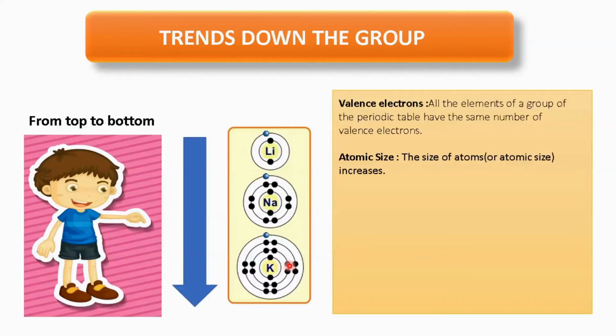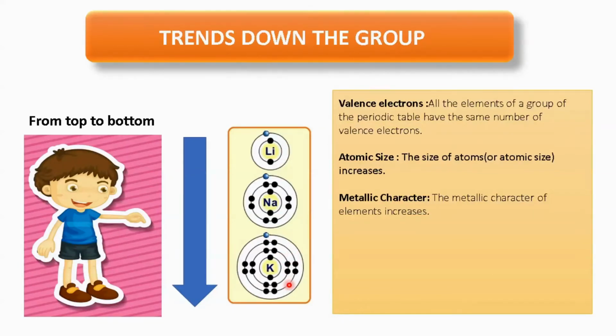Coming to the atomic size. Atomic size increases down the group, and it increases due to the increase in the number of shells. That is, for lithium we have 2 shells, and for sodium it has 3 shells, and potassium has 4 shells, and so on. So basically the size is increasing as we move top to bottom within a group.